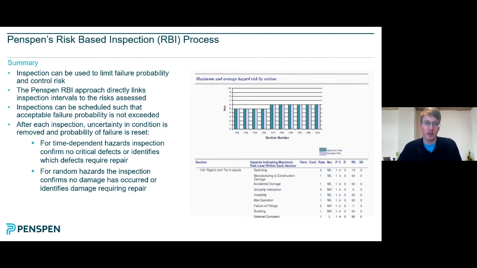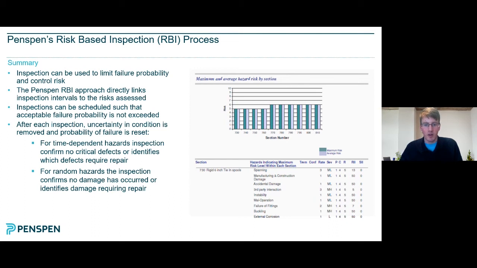So the key then obviously is to ensure that inspections are scheduled such that we don't exceed the acceptable failure probability to maintain risk at a tolerable level, and then after each inspection the uncertainty in our asset condition is reset, and we can revise our predictions in terms of a time-dependent degradation model, or for random hazards we can reset our cumulative probability of failure back to 0.